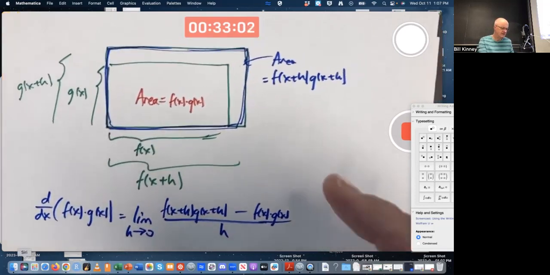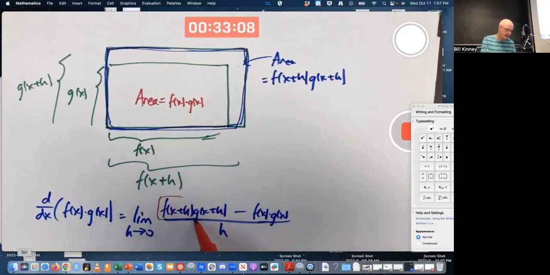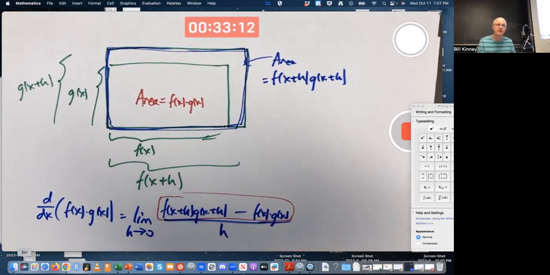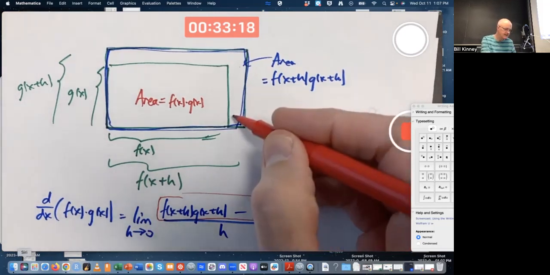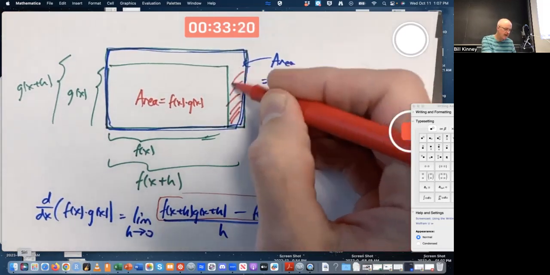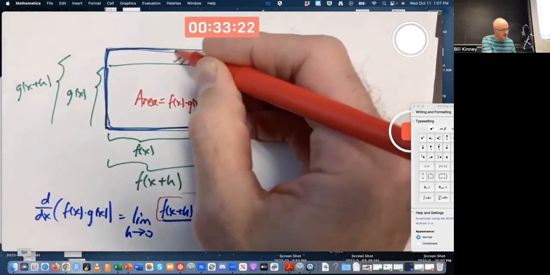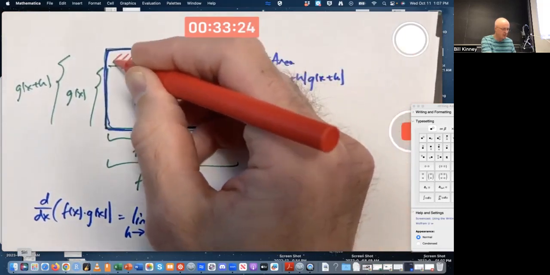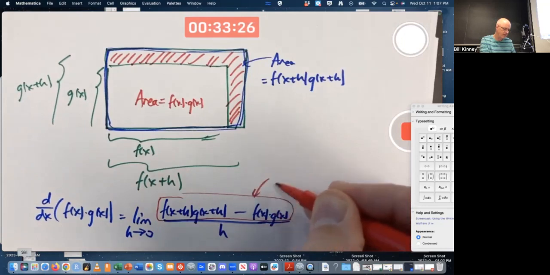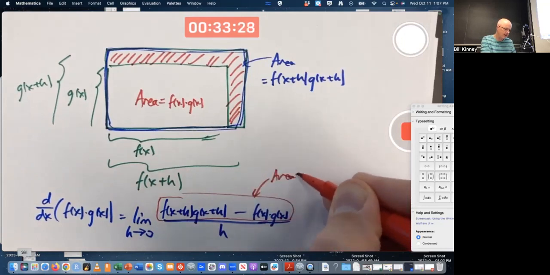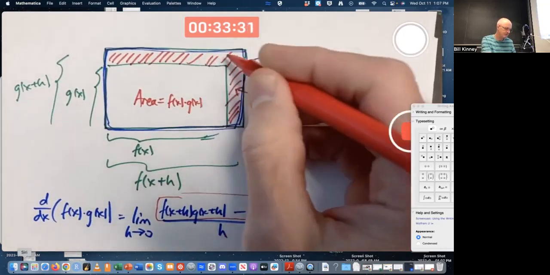How is that related to this picture? Well, look at the numerator. The numerator is the difference in the function value, the function being f times g. Geometrically, that's the area of this sideways reflected L shape. This is the area that's shaded.